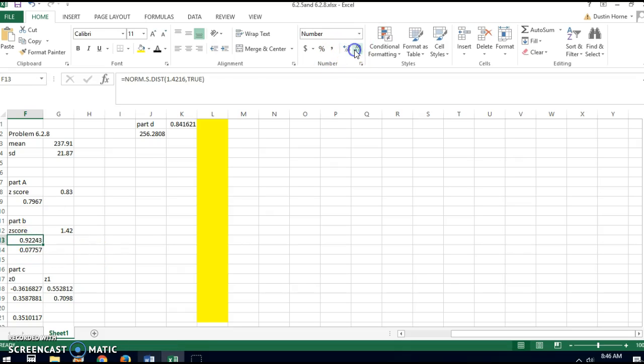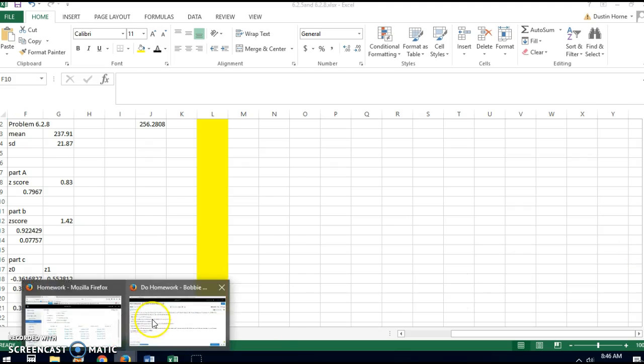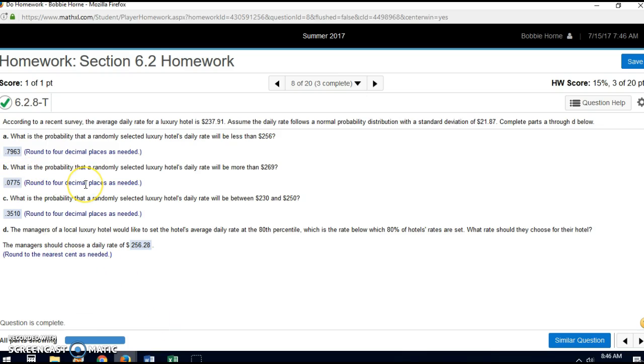Let me see if I can get this to cooperate this morning. Something happened to my Excel, and it is changing my numbers this morning. I worked these all last night and got the exact same thing. So I'll have to check and see what's going on with that.